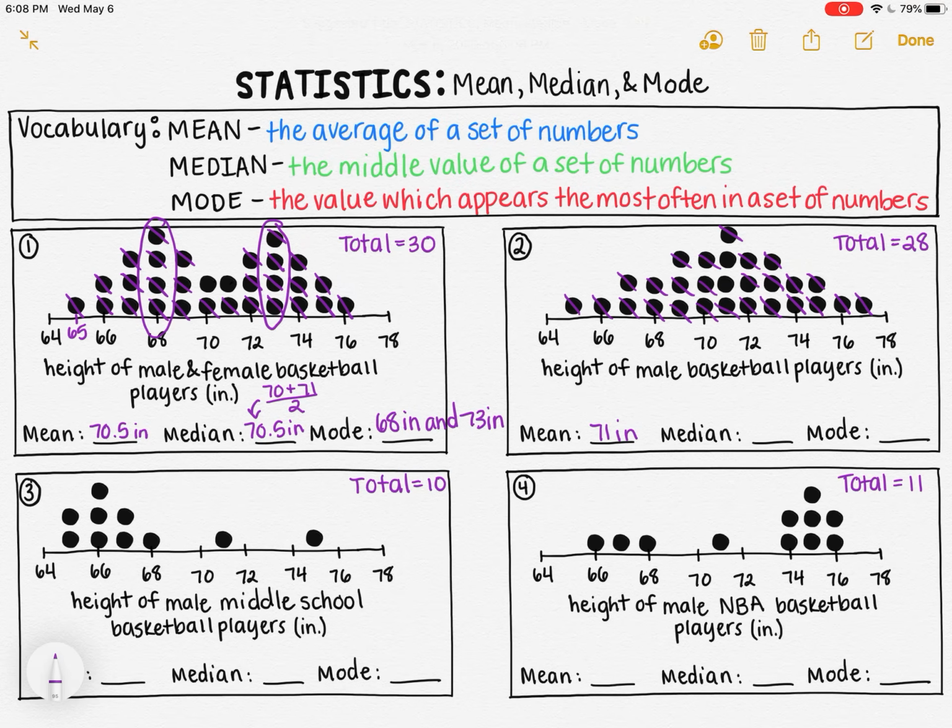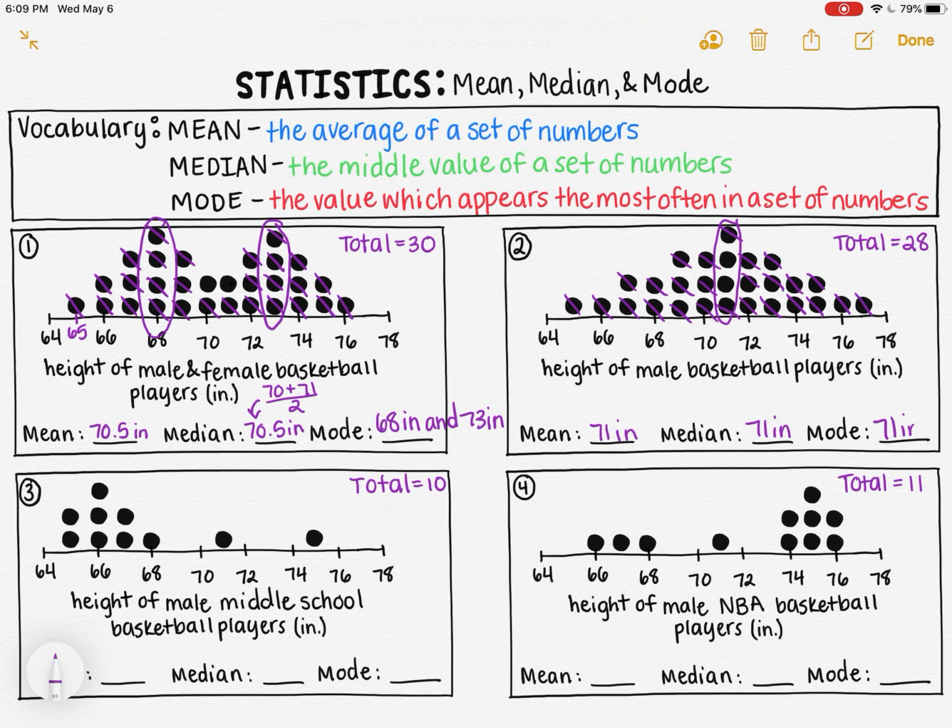Now once again, we end up with 2 dots in the middle, but this time both of the dots are at 71. So if we were to try and find the average, that wouldn't make a difference because both dots are at 71. So the median must be 71 inches.